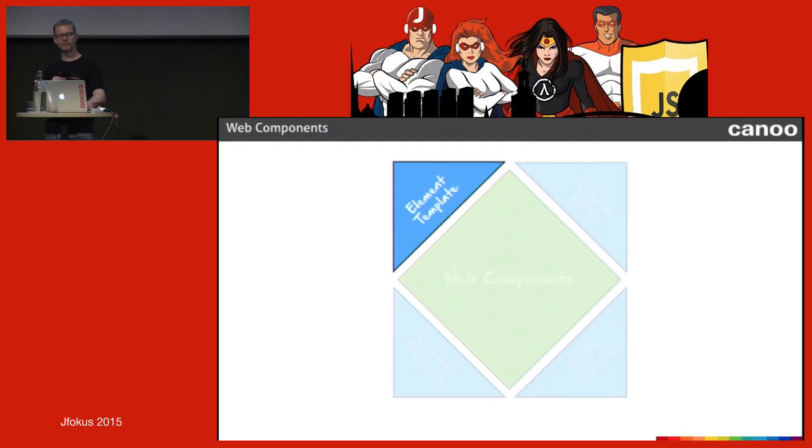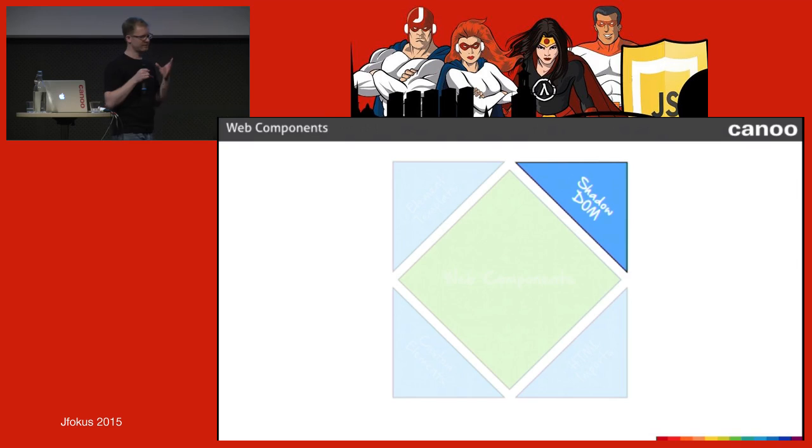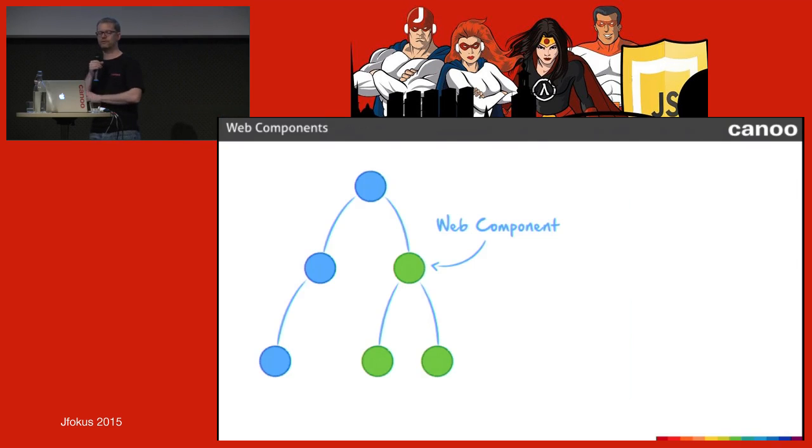Okay, so we looked at the template element. The next piece of the puzzle that we need to look at is the shadow DOM. When we do a web component right now, we have a problem. So let's assume this is our website, the blue part is our website, and the green nodes, that's our web component.